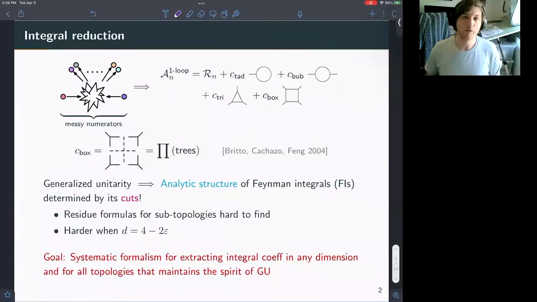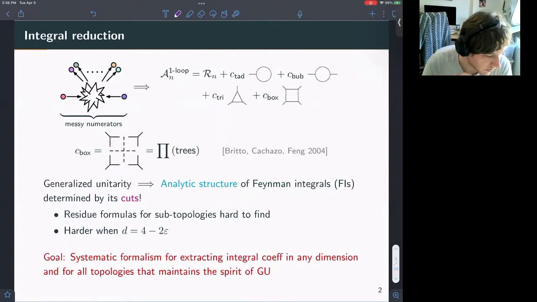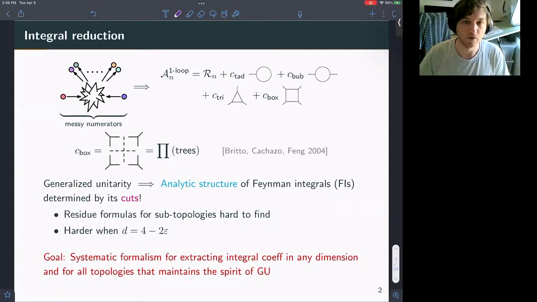Okay, so the problem we want to tackle is integral reduction. Essentially, we're thinking about calculating some scattering amplitude, and this could be some very complicated process in QCD, for example, where there's hundreds or even thousands of Feynman diagrams. And if you were to naively integrate each one of these integrals by brute force, it'd be very, very challenging.